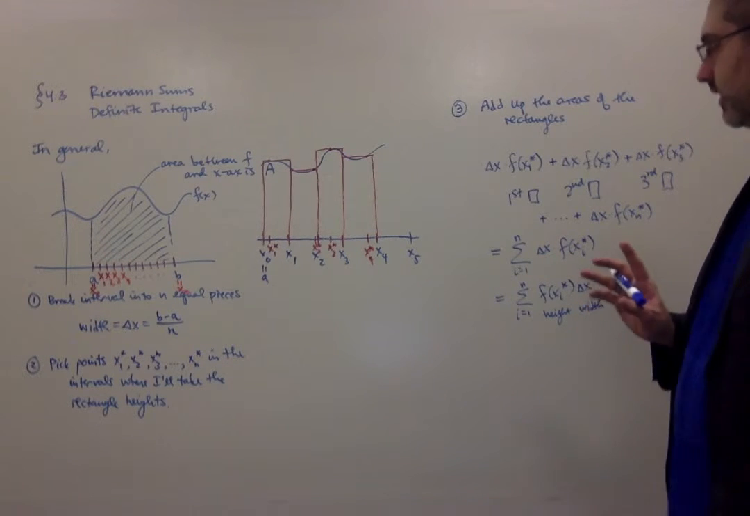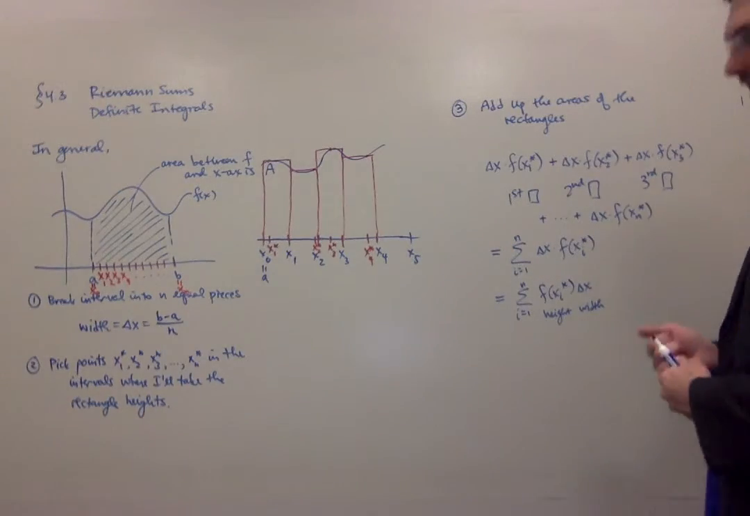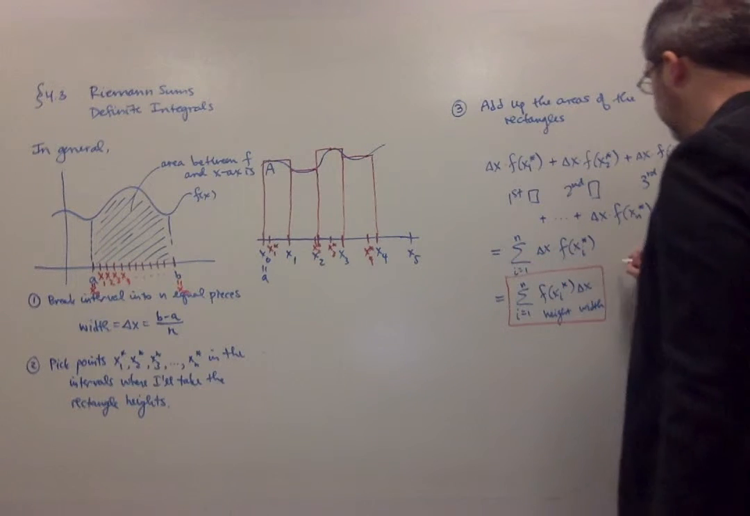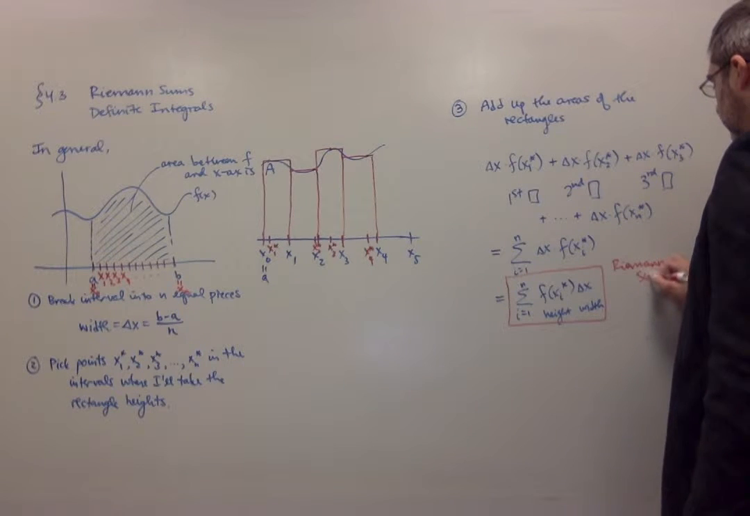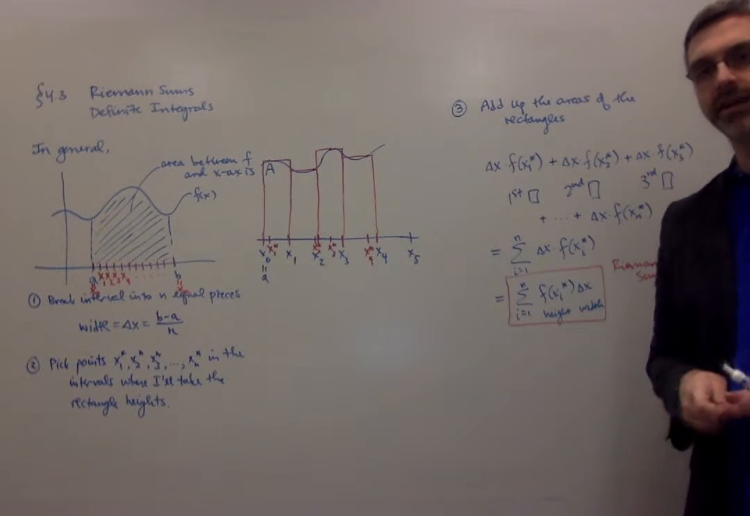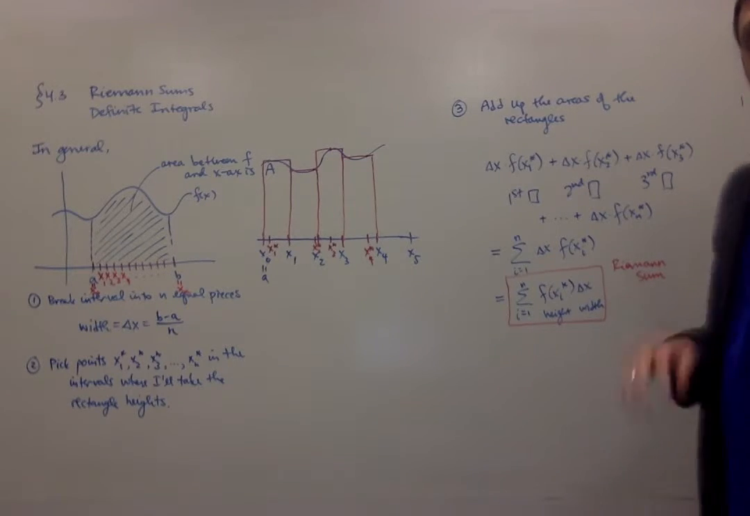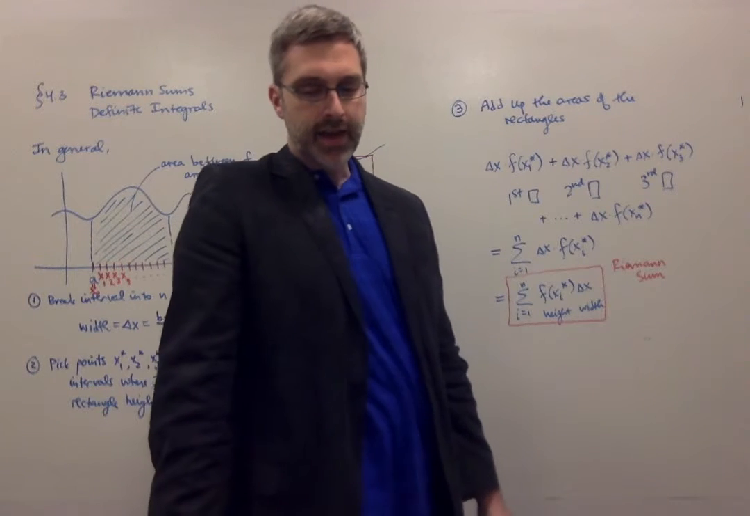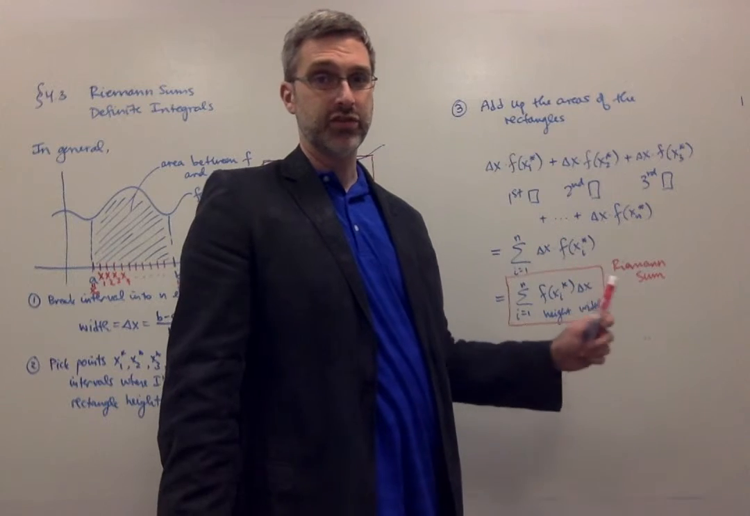So this thing right here, the sum of the areas of rectangles, this is what we call a Riemann sum. It's a sum of areas of rectangles that are approximating the area under the function. This is named after a mathematician named Riemann. This is very general. Now the book actually presents an even more general version of this. I'm going to talk about that in a second.